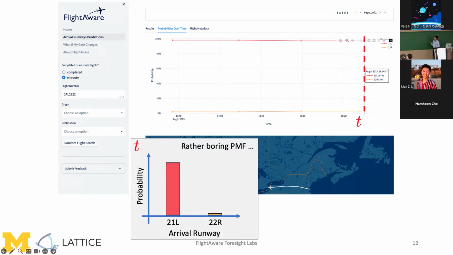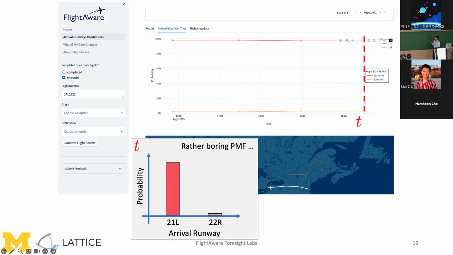So the output of this machine learning algorithm is a black box. I don't know what FlightAware and Collins Aerospace are using. I know it's a machine learning model. I can see the outputs, right? The output, of course, is a probability mass function over the possible arrival runways. In this case, this is a very boring prediction. It's basically extremely certain that I'm going to land on 21 left.